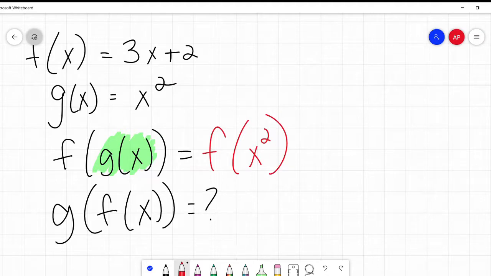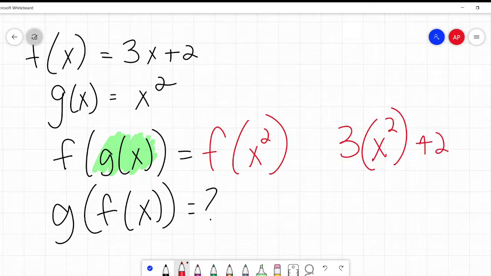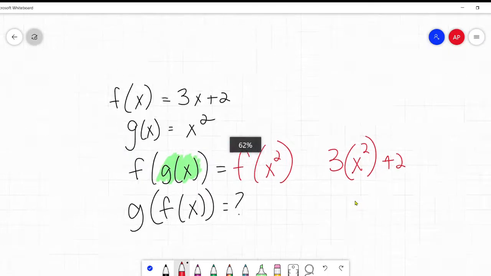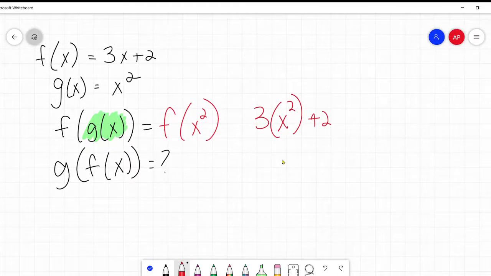So that's going to be 3x squared plus 2. I've plugged in x squared wherever there's an x. So it's just 3x squared plus 2. That's all you can do. You can't go any further than that.